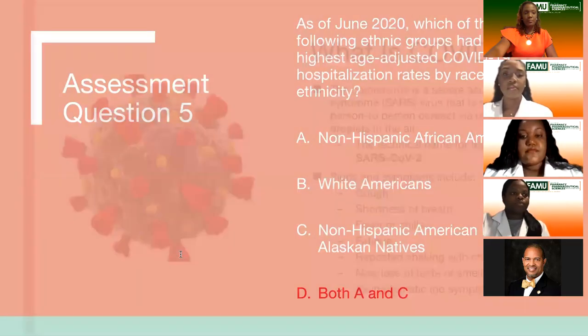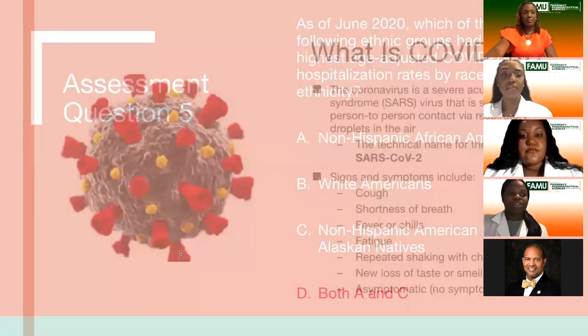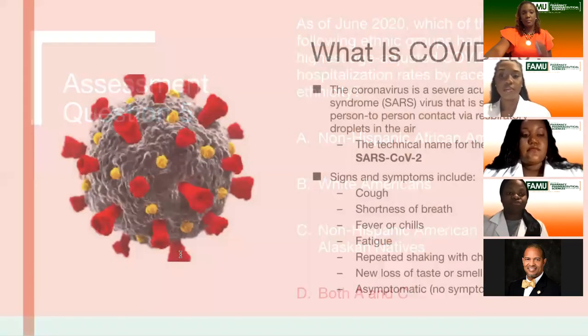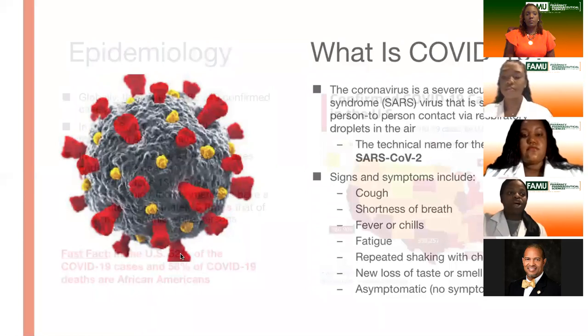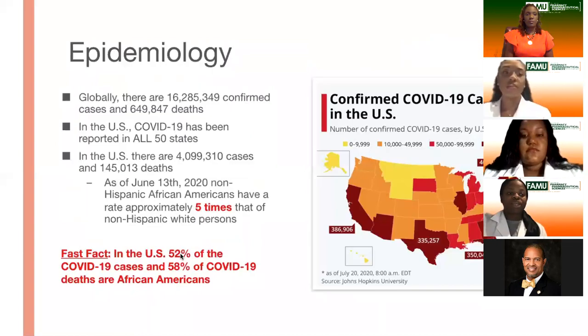The coronavirus is a severe acute respiratory syndrome virus. There are a few signs and symptoms, but the main ones are cough, shortness of breath, and fever. Also, there are people presenting with a runny nose. Currently, there are about 146 million confirmed cases and 600,000 deaths in the world.